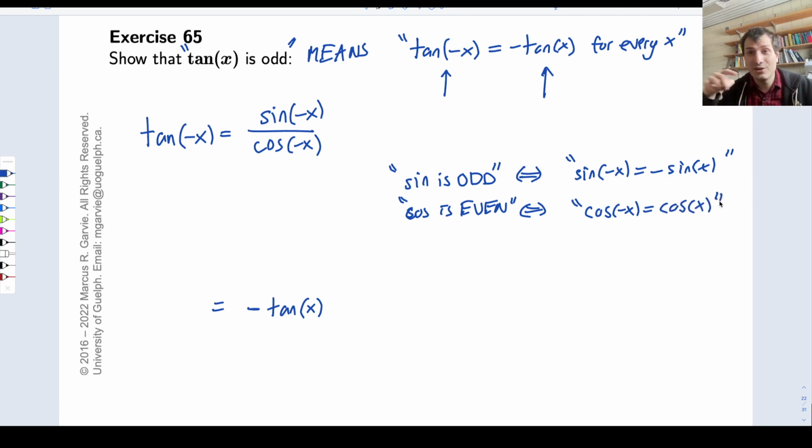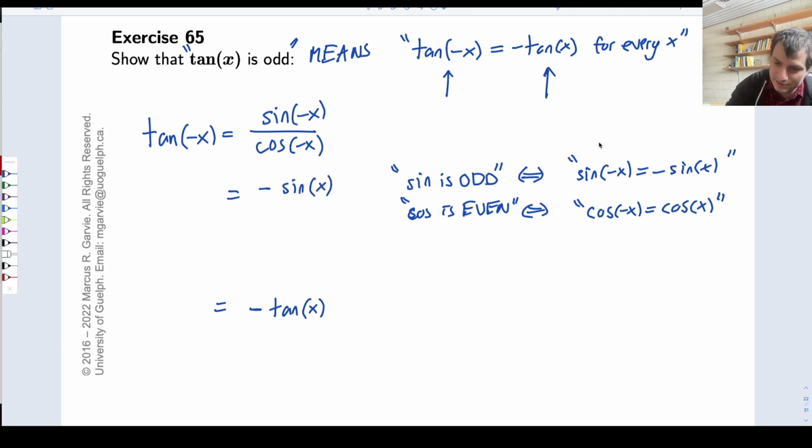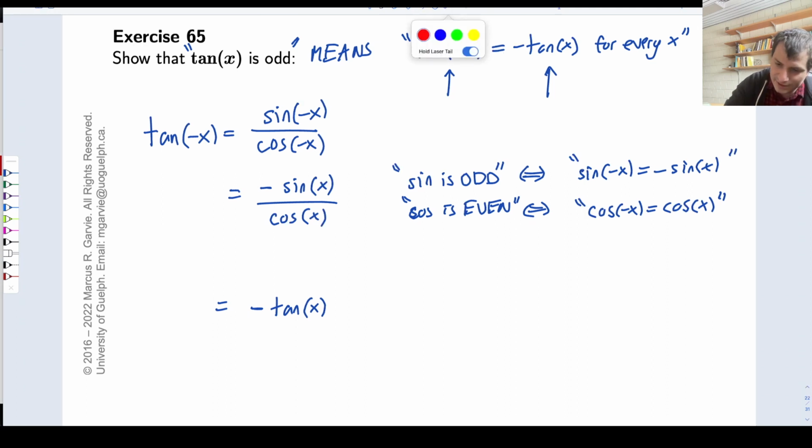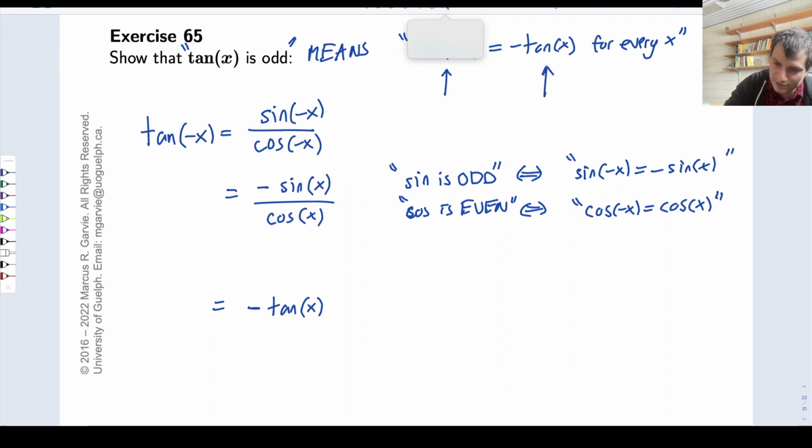So the fact that sine and cosine are odd and even, rather, gives you ways to simplify sine of minus x and cosine of minus x. And in this case, it's minus the sine of x on top. That's because sine is odd, so using this fact. And because cosine is even, we're dividing by cosine of x. And that's this fact, right? Cosine of minus x equals cosine of x. So at the end of the day, we have minus sine of x over cosine of x.